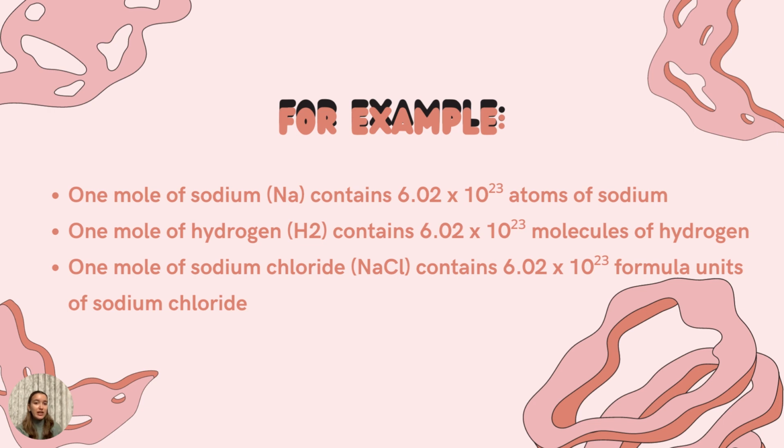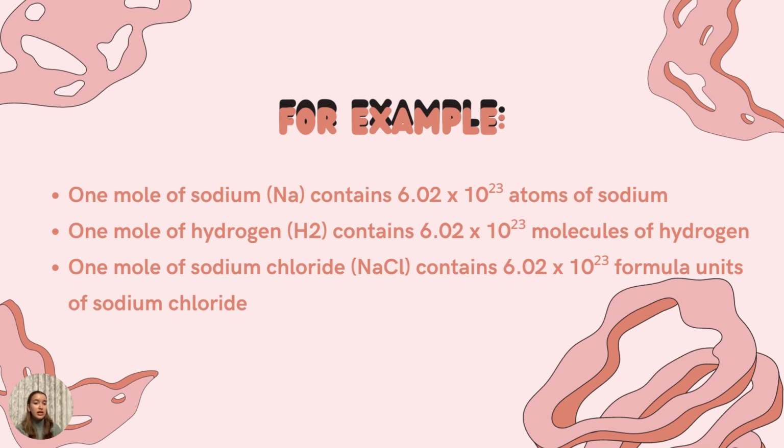An example of that is that if we have 1 mole of sodium, or Na, then it contains 6.022 times 10 to the power of 23 atoms of sodium. And if we have a mole of molecular hydrogen, then this also contains 6.022 times 10 to the power of 23 molecules of hydrogen. Or if we have 1 mole of sodium chloride, or table salt, then it contains 6.022 times 10 to the power of 23 formula units of sodium chloride.